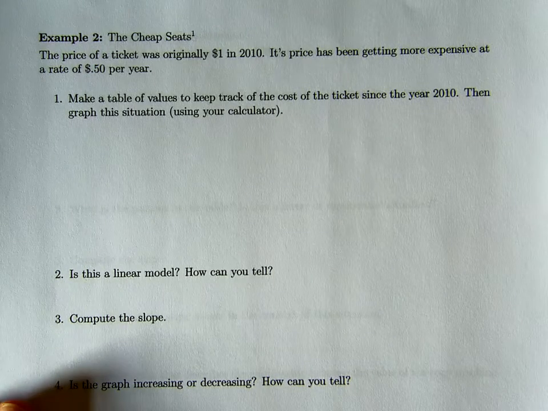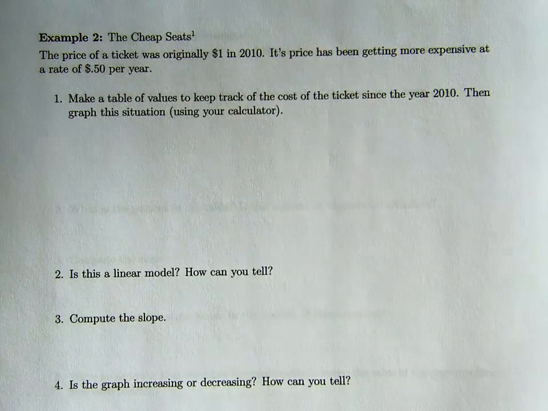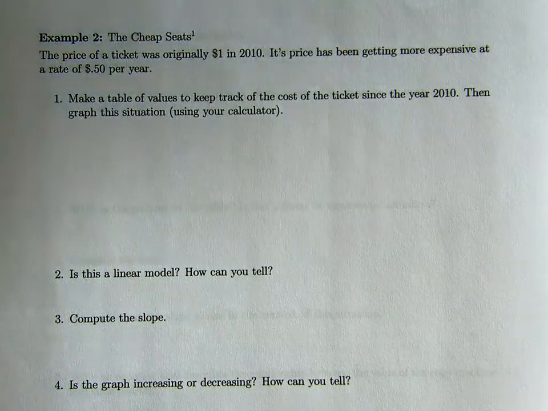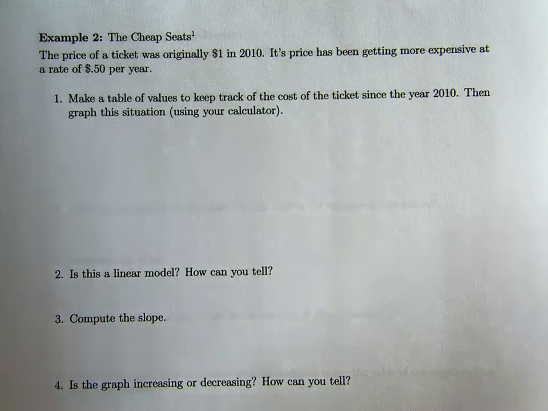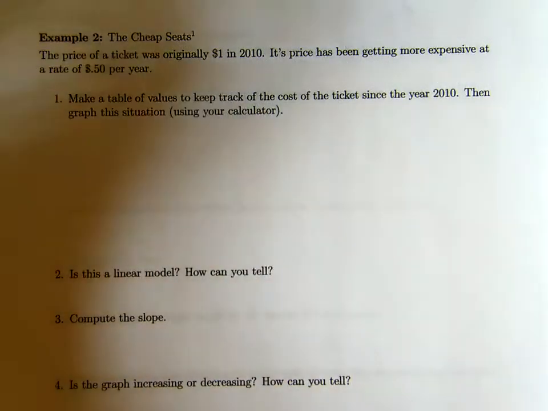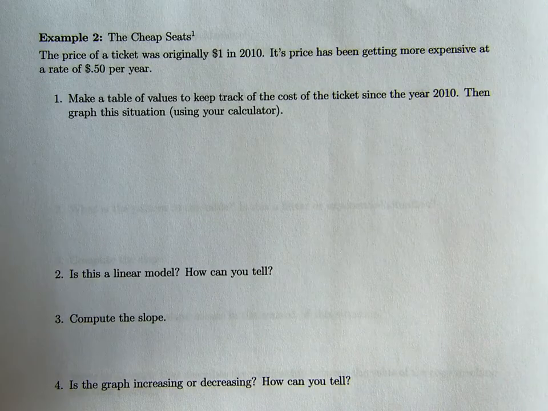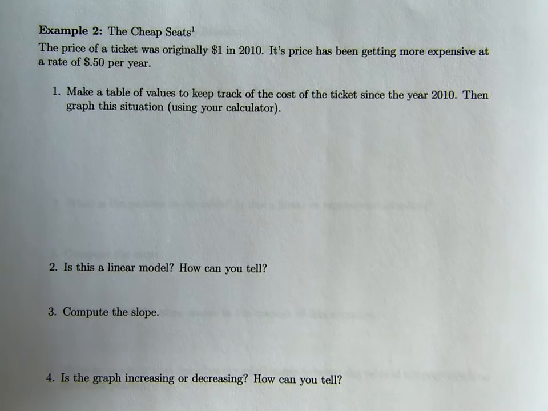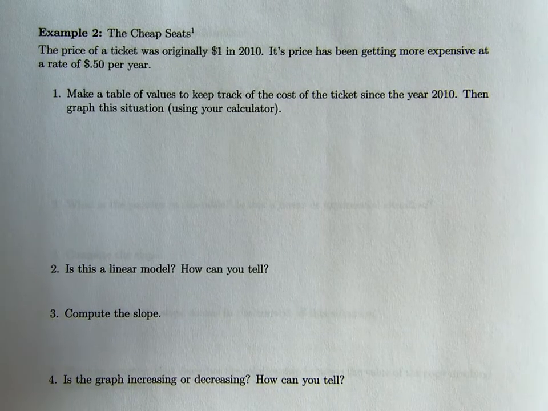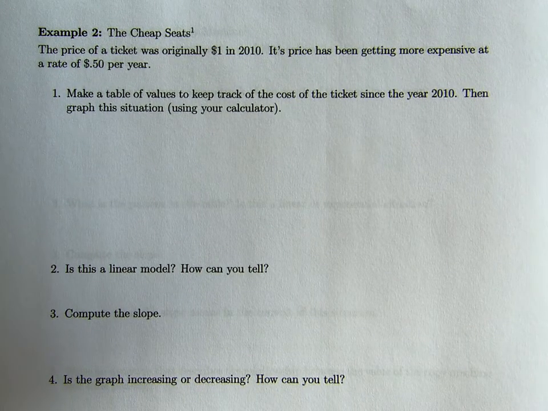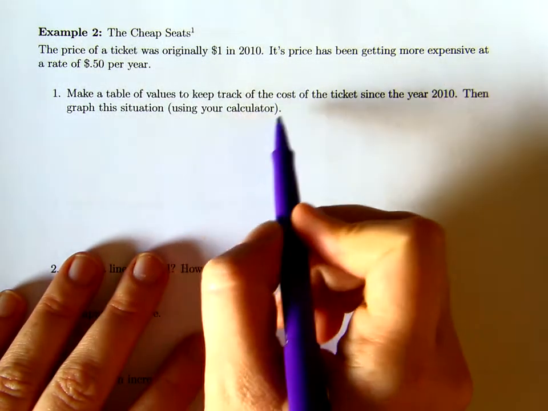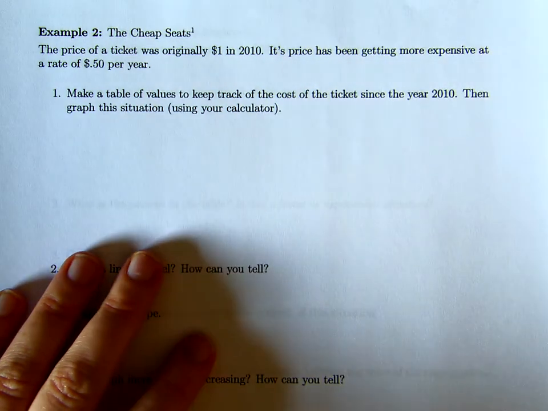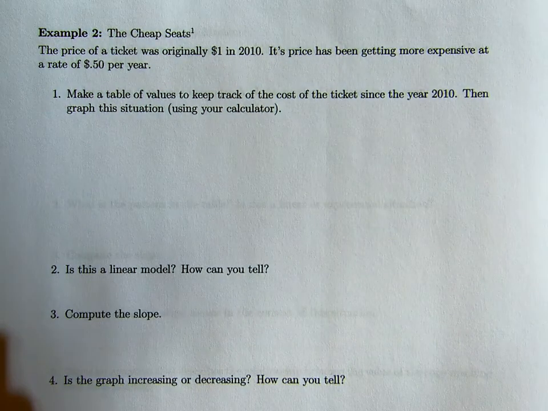All right. Cheap seats. Let's look at the cheap seats. The price of a ticket was originally $1 in the year 2010. Its price has been getting more expensive at the rate of 50 cents per year. Make a table of values to keep track of the cost of the ticket since the year 2010. Okay, and then it says graph it using your calculator. Ooh, very interesting.